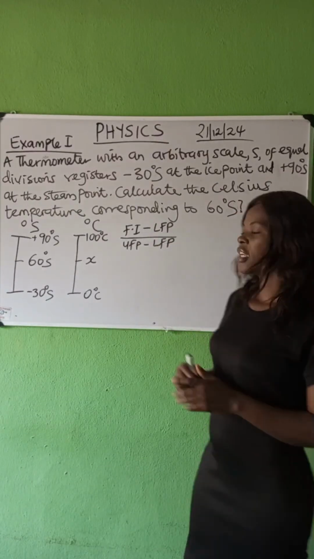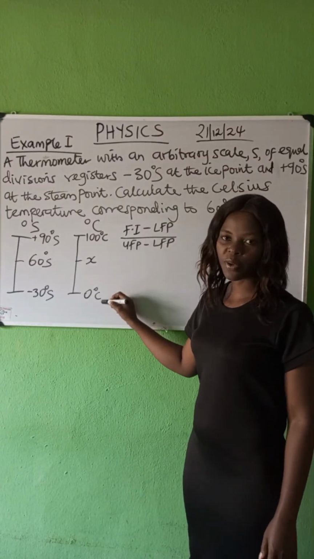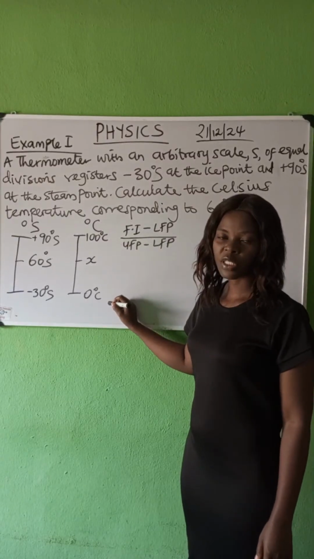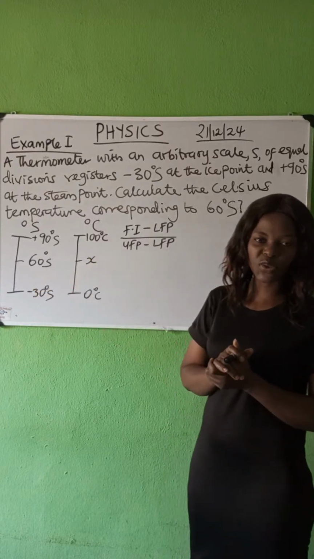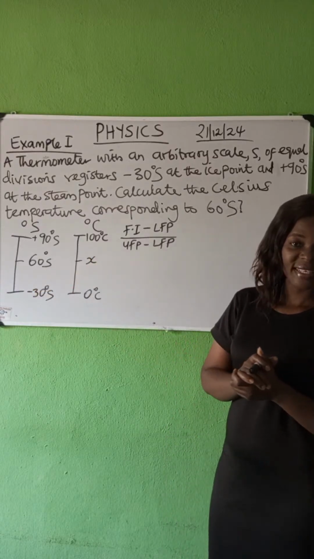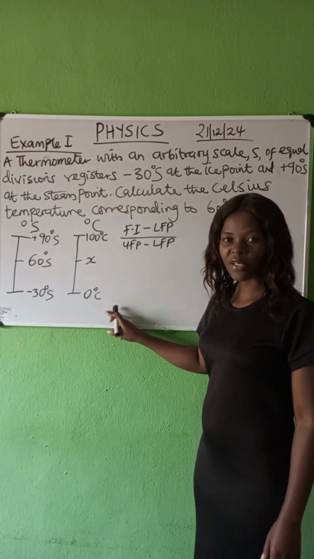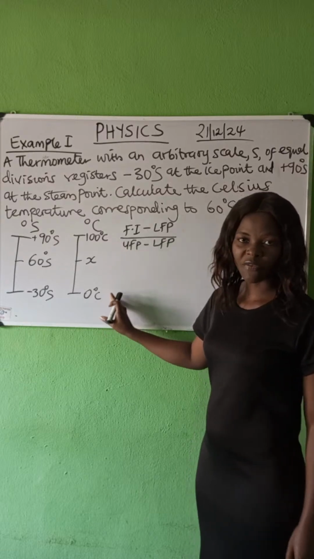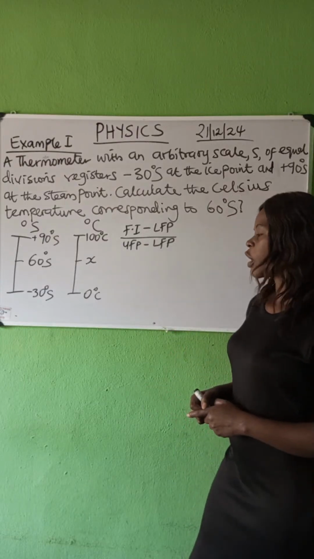Let me do it again. The formula is the fundamental interval minus what? The lower fixed point, divided by the upper fixed point minus what? The lower fixed point. We are going to do it for these two scales. We equate them together and find the unknown. Is that clear? So let's go. We are going to start with this one.